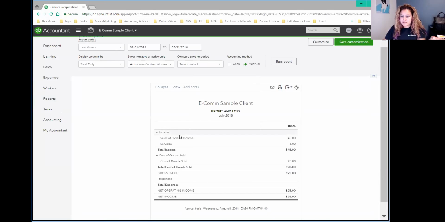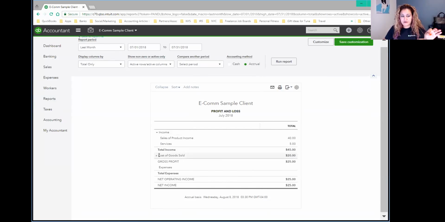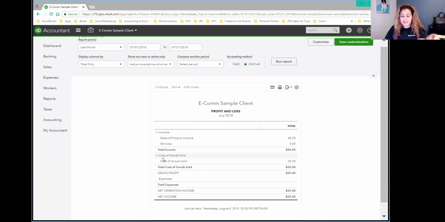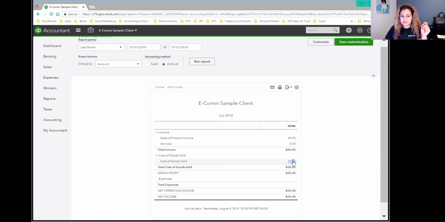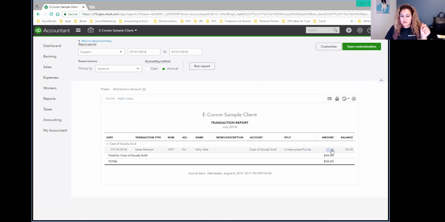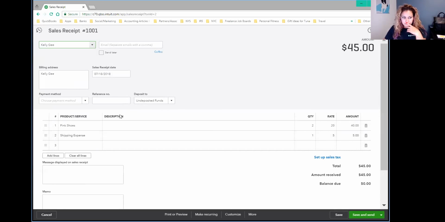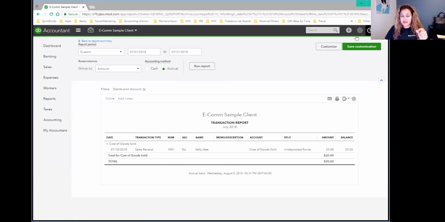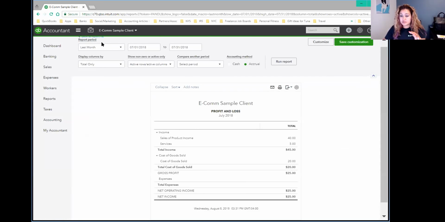But the basis of your profit and loss is your income and your cost of goods, which is a very specific definition of anything that you needed to be able to sell your product. So my cost of goods should be the cost of those pink shoes. Yes. So in here, I purchased the pink shoes. They cost me $20. That's cost of goods. And I'm selling them for $50, right? So that is a direct cost. I couldn't have sold those shoes unless I bought those shoes. Pretty simple.